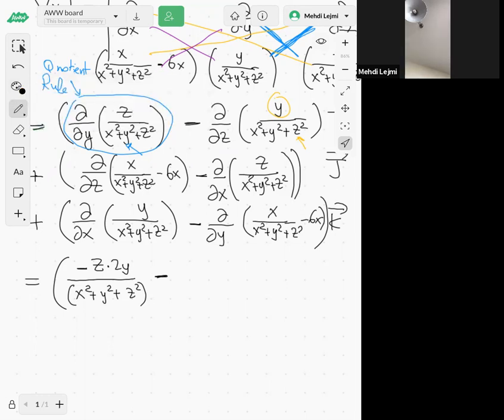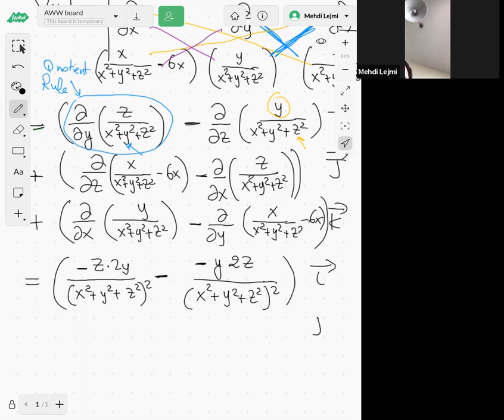So y is a constant. Derivative of y would be 0. So that will be minus y times the derivative of the bottom with respect to z. So that will be 2z, over the square of the denominator. I forgot the square here. The square of the denominator. Okay, and that's times the i.